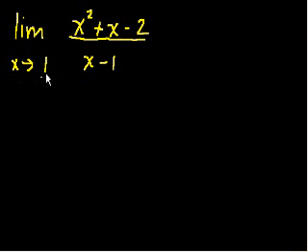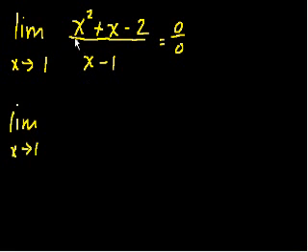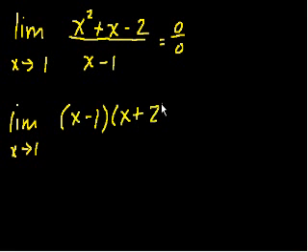Well, once again, let's see what happens when x equals 1. You get 1 squared plus 1, so it's 2, minus 2. You get 0 over 0. So once again, we get 0 over 0, and we have to do something to maybe simplify it. Well, let's factor the top. So that's the same thing as the limit as x approaches 1 of, well, that's x minus 1 times x plus 2, over x minus 1.